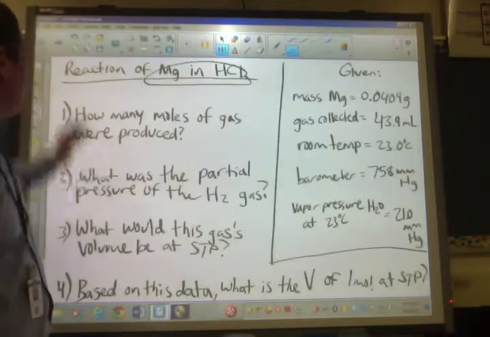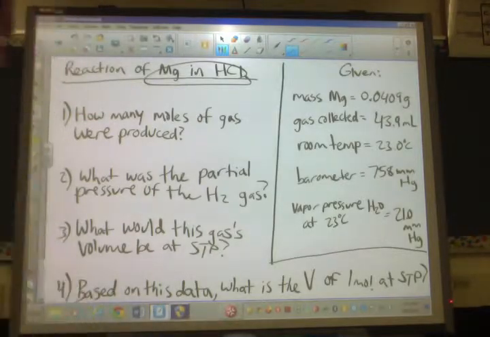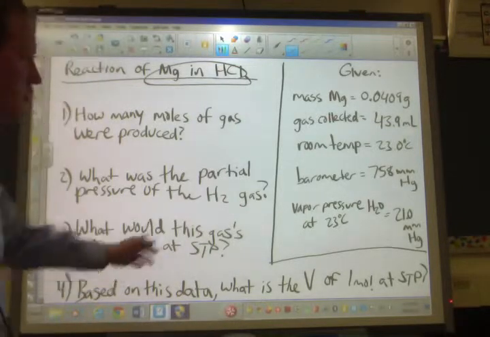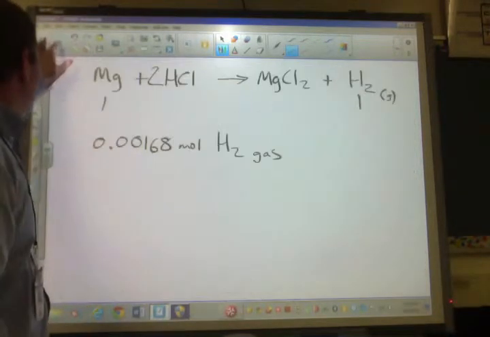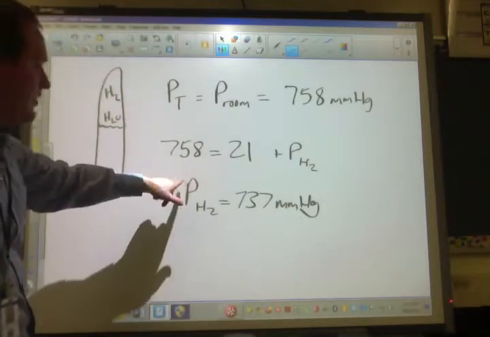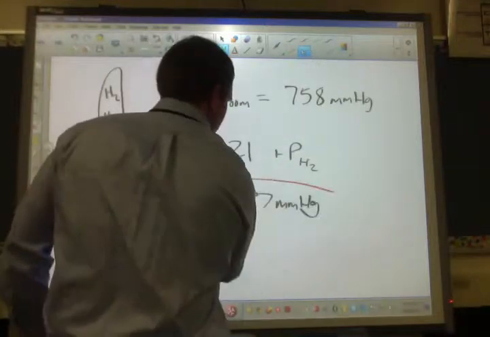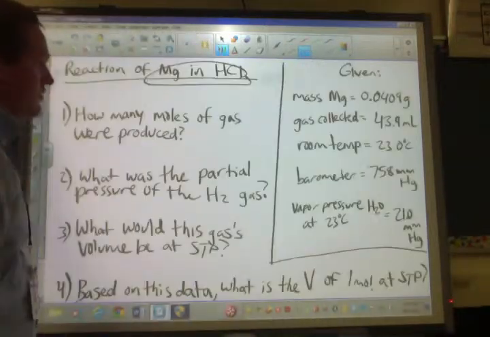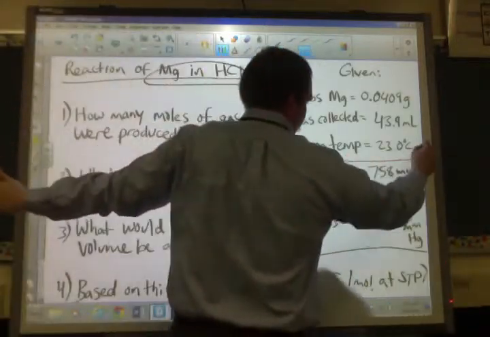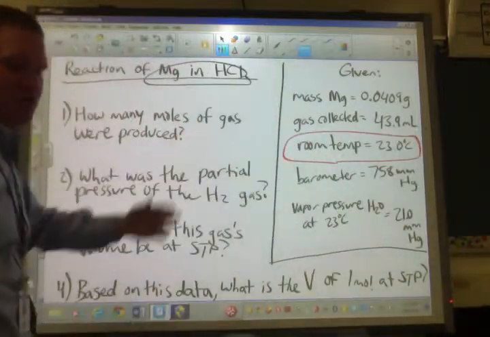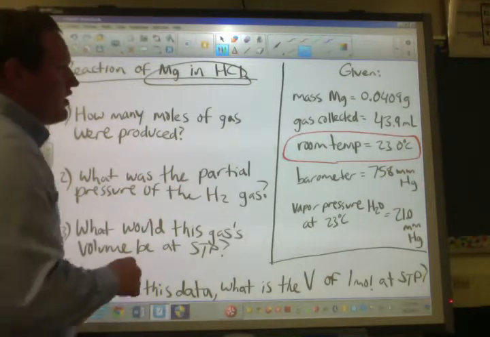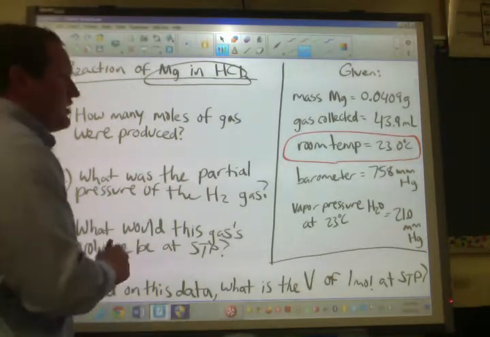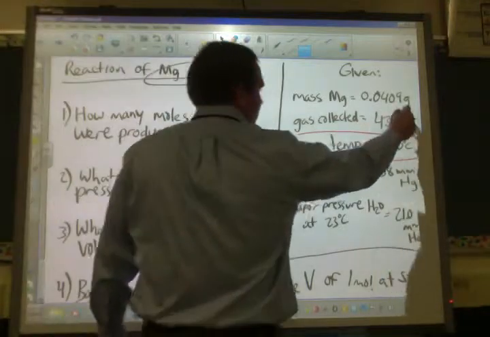Okay? Question 3. What would this gas's volume be at STP? And by this gas, I'm referring to the gas that we collected, because we didn't collect it at STP. So, here's my pressure. Here's my temperature, because we're assuming, this is an assumption, we're assuming that the gas had the same temperature as the room and as the water. And let's see, my volume is this.